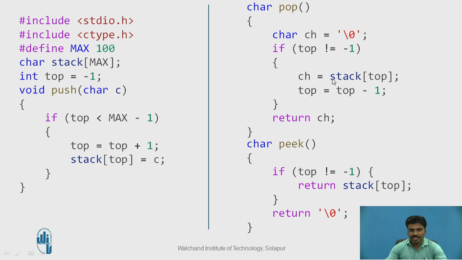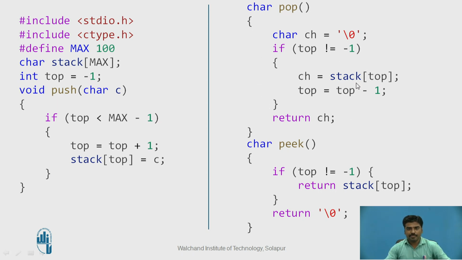For example, if the stack contains 4 elements, your index starts from index number 0 because it is an array: 0, 1, 2, 3. Remove the third character, store it in ch, and decrement top by 1. Again pop for the second character, and then the first character. Like this, the stack pop operation will be performed.